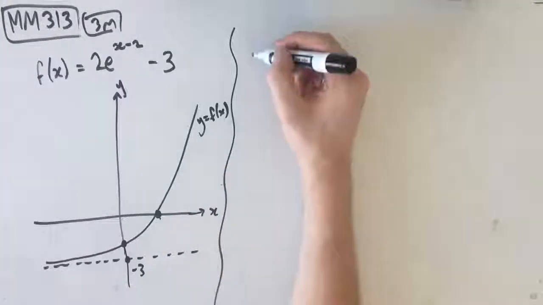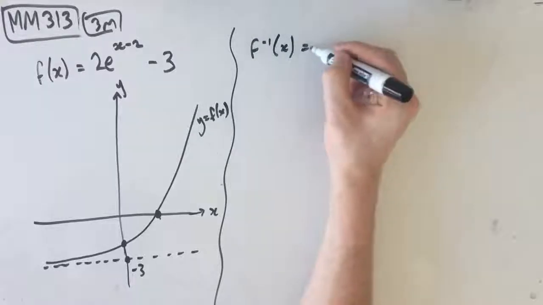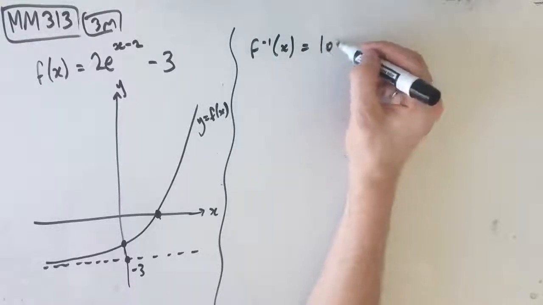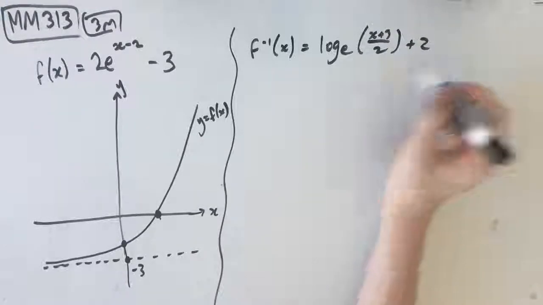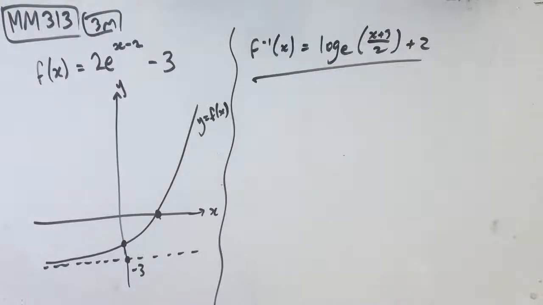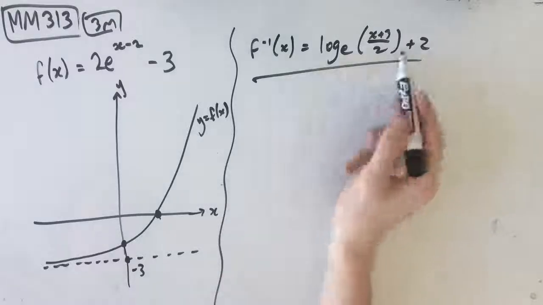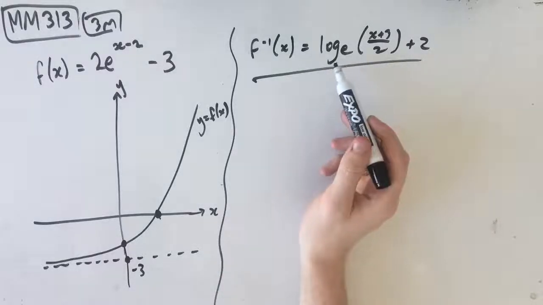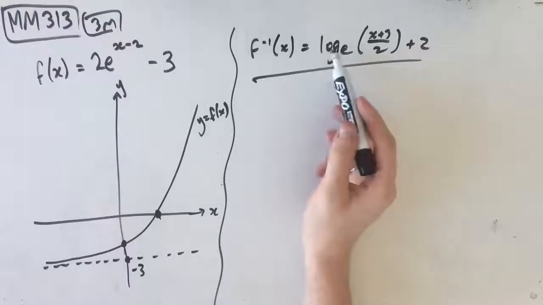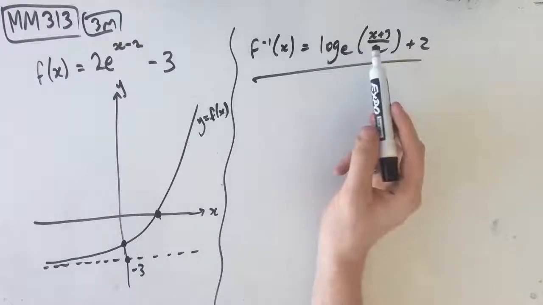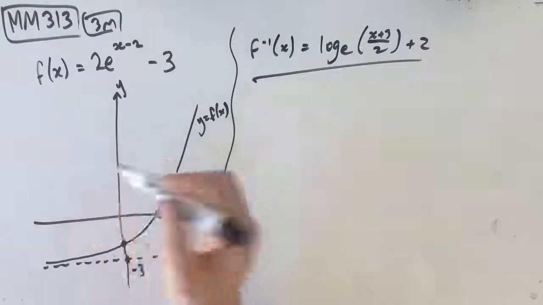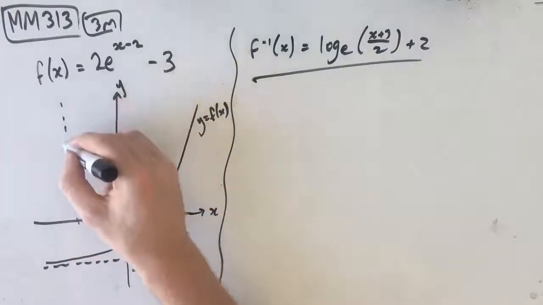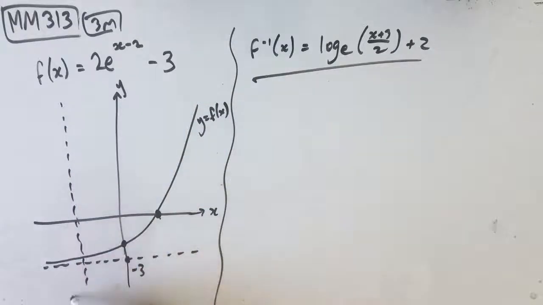Awesome. Our inverse function was log e of x plus 3 over 2 plus 2. We're going to need to sketch this. First of all, we know that our domain for this, according to our previous part, is negative 3 to infinity, which means we're going to have an asymptote at x equals negative 3. So we're going to say that we have an asymptote here, x equals negative 3.